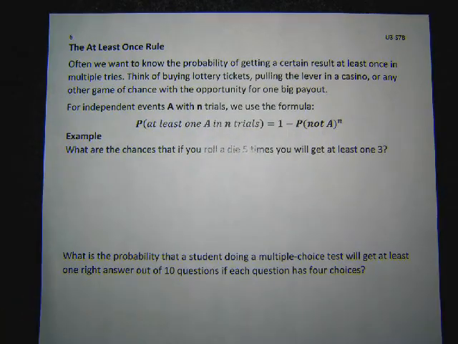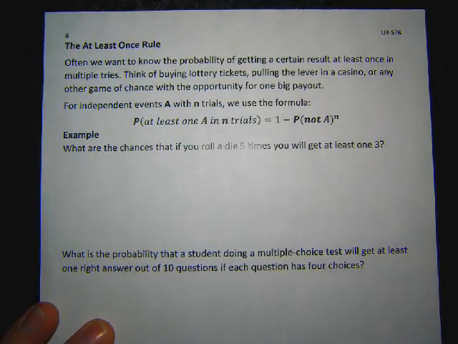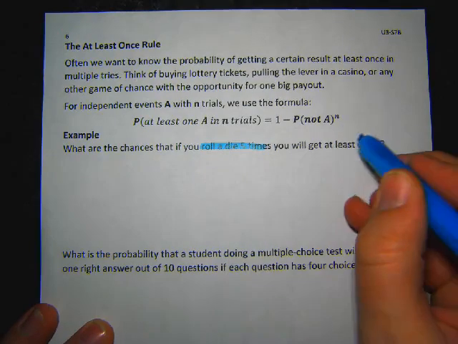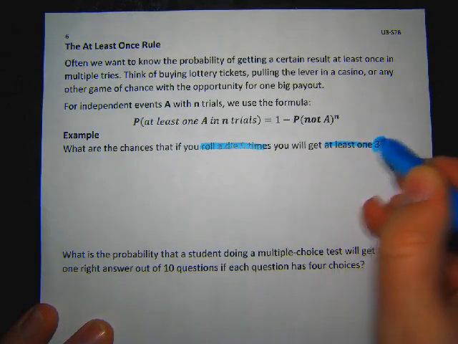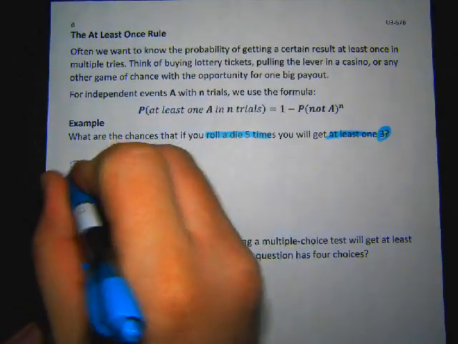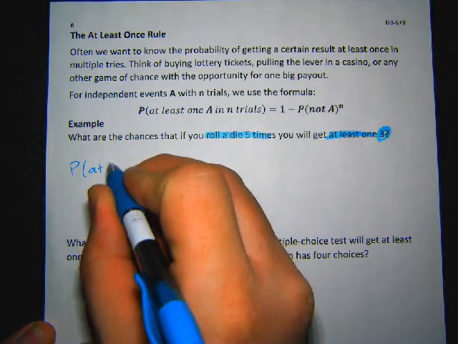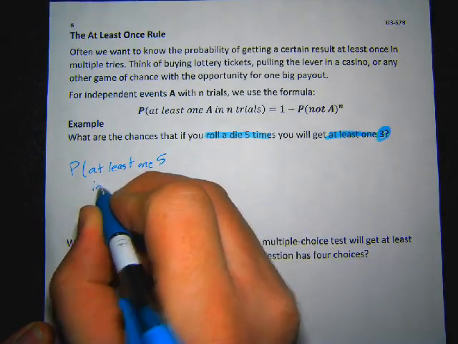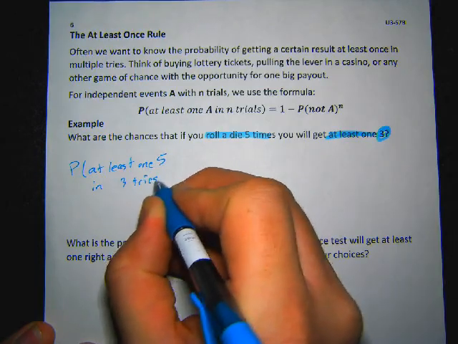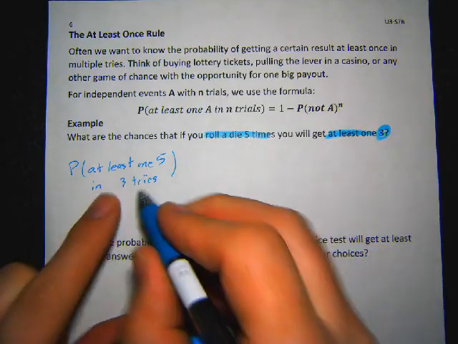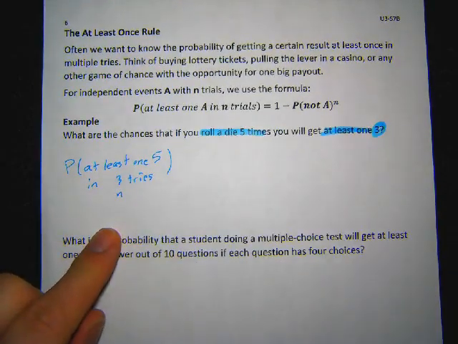If you see this formula in use, you're going to see something about at least one. Like here, say we want to roll a die 3 times and get at least one 5. So that's an at least one situation. So we're trying to find the probability of at least one 5 in 3 tries. That's what we're trying to do. So again, 5 would be the thing we're trying to get. 3 is actually our n. It's the number of tries. The more times you roll, the bigger n would be.